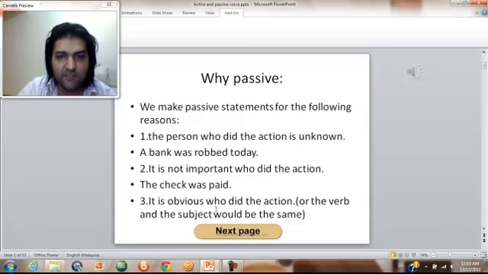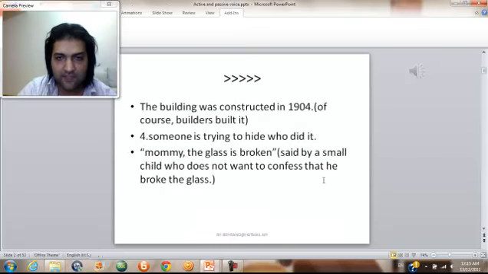3. It is obvious who did the action, or the verb and the subject would be the same. The example is on the next slide. The building was constructed in 1904. Of course, builders built it. So it would be really funny if I said, the building was constructed in 1904 by the builders. Why would I say that the builders built the building?